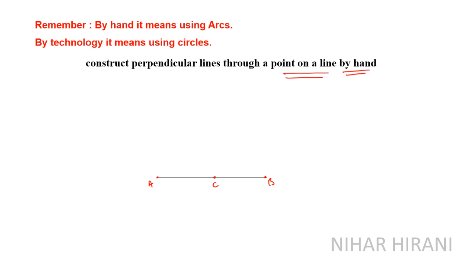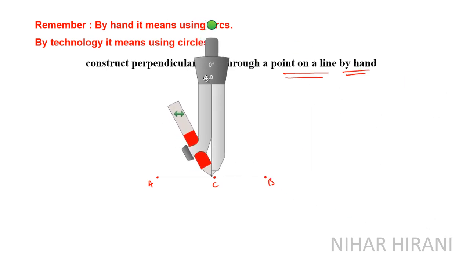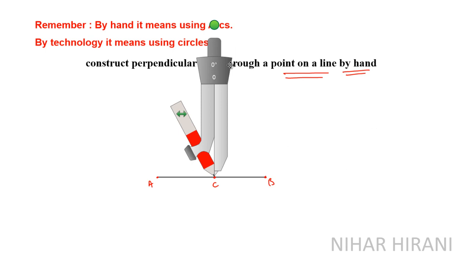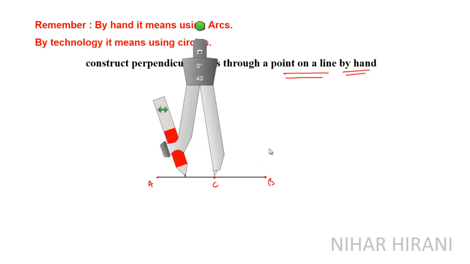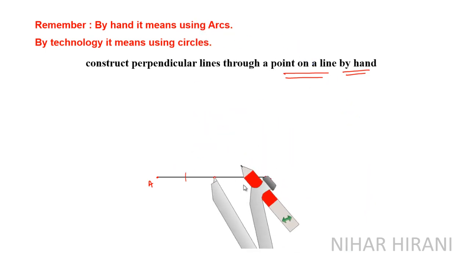Very simple. I will take my compass. Here it says by hand. It means I will be using more arcs. I can open it with any comfortable width. So I opened this much. And here I will make an arc. And I will make an arc over here also.